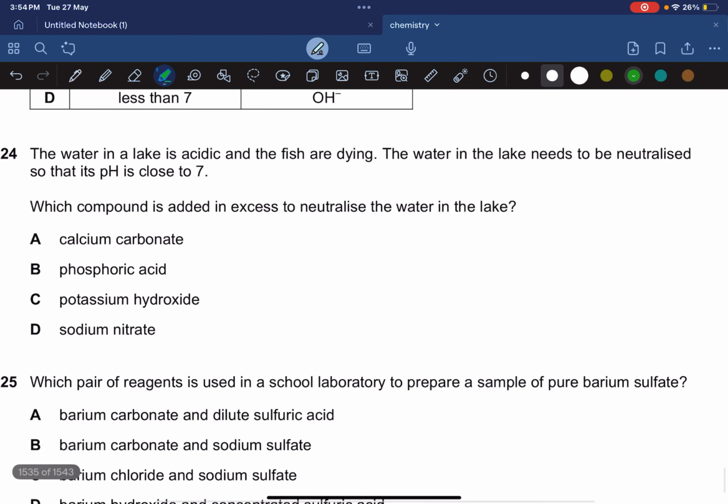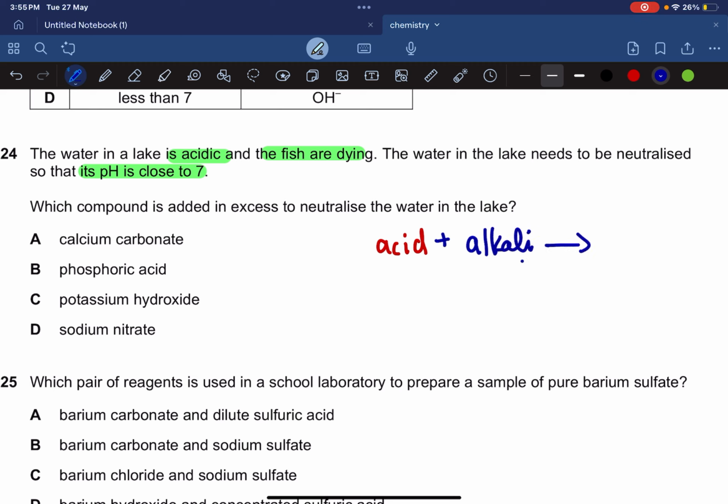Moving on, the water in a lake is acidic and the fish are dying. Okay, so that's a problem, that you have acidic water and your fish are dying. The water in the lake needs to be neutralized so that the pH is close to 7. The water is acid and you need to neutralize it. So what are you going to add to the water that's going to neutralize it? Obviously, you need to add an alkali to an acid, so you neutralize it.